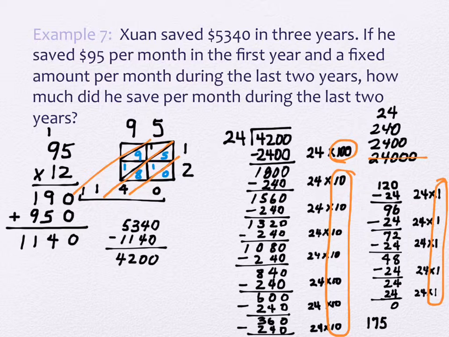Is it 5? So this is 175. And that's actually the answer to the question that was posed. How much money did he save per month the last 2 years? $175 per month. Okay, any questions on that one? Okay, let's take a look at the next one.